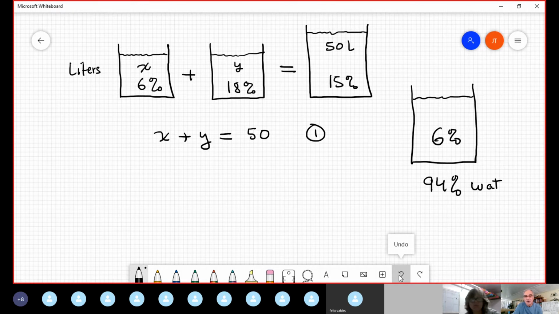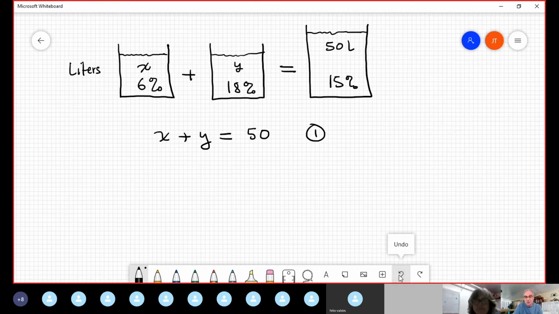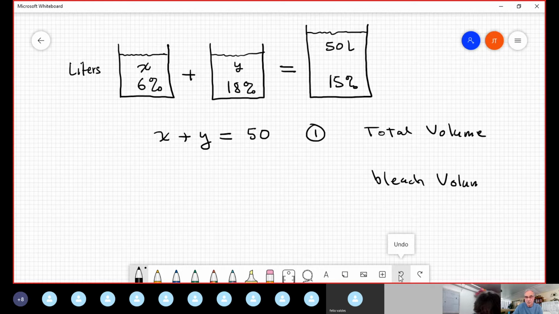Okay, so I propose you set up one second equation, but this second equation is just bleach. This was the total volume, but in the second equation, it's only bleach volume. So how many liters of bleach do we have here? What is the formula to compute this? 6%. How many bleach inside here?